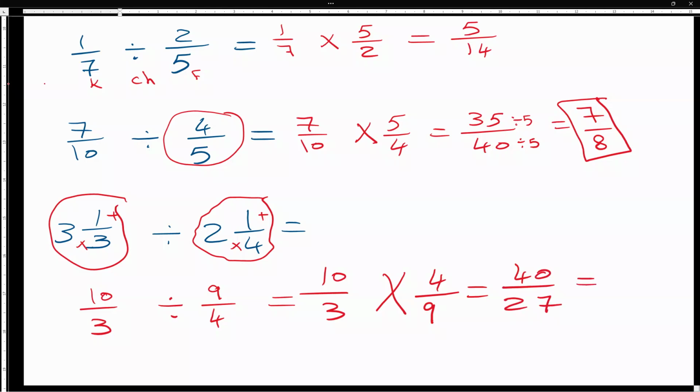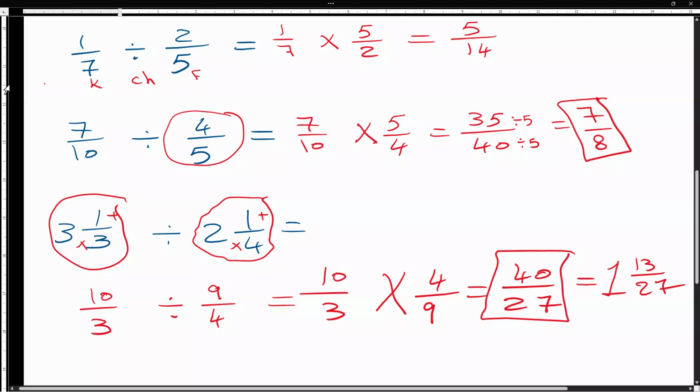Which is equal, how many 27s in 40? 1, remaining 13 out of 27. But again, if you stopped here and the question is not asking you to go to a mixed fraction or mixed number, then you've done it correct.